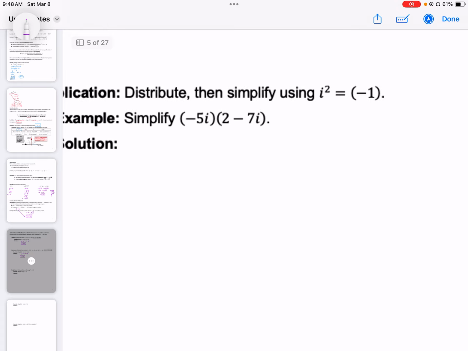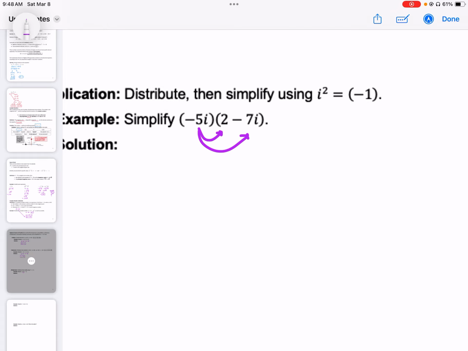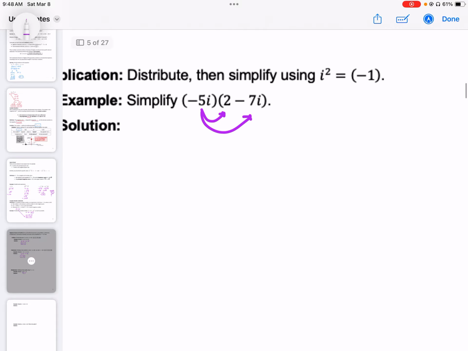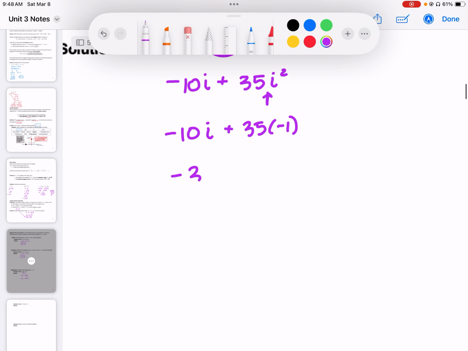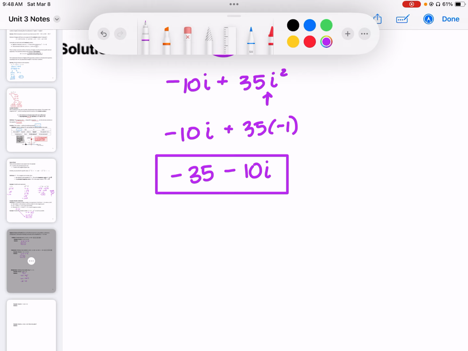Multiplication, you're just going to distribute like you would any other type of distribution problem. So we'll have negative 10i plus 35i squared. Always remember to simplify that. So we have negative 10i plus 35 times negative 1. And let's write that correctly in the proper form as negative 35 minus 10i.